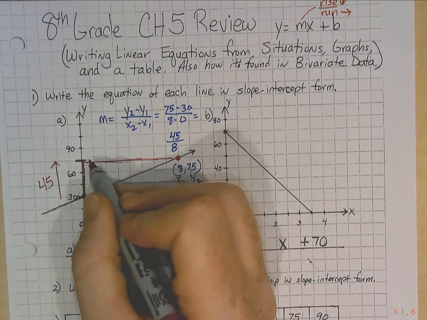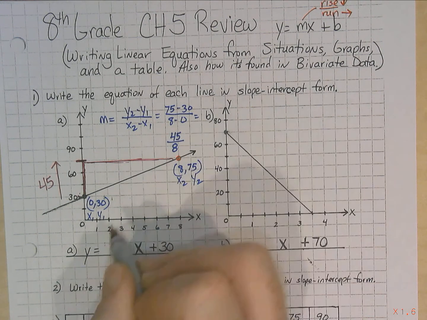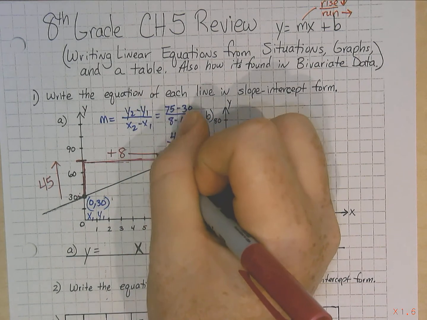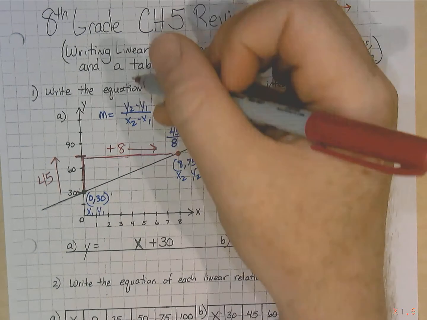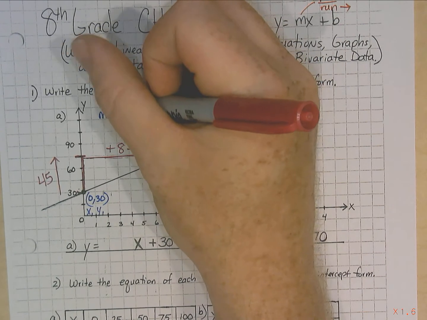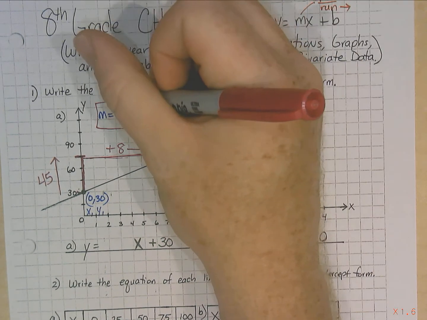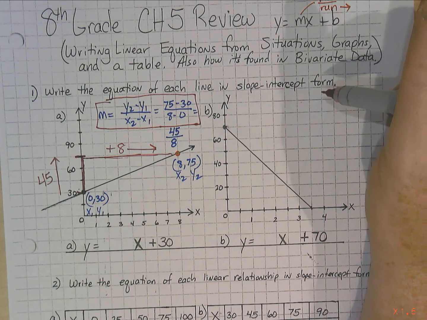Your run, you're starting at 0. You start at 0 right here and go to 8. That's plus 8. You're making a run of 8 units. That's where the 8 comes from. Again, there's nothing wrong with doing it the other way. It's just a little more work, but you can do it.